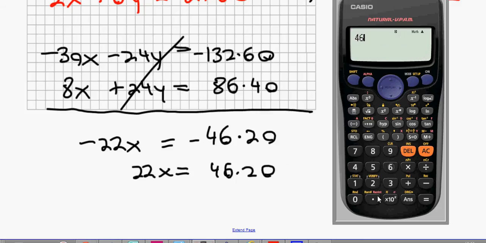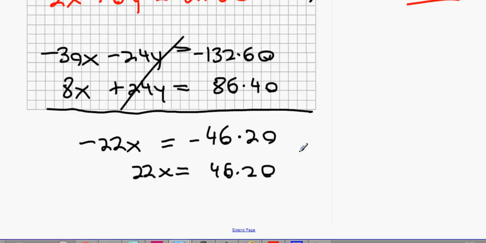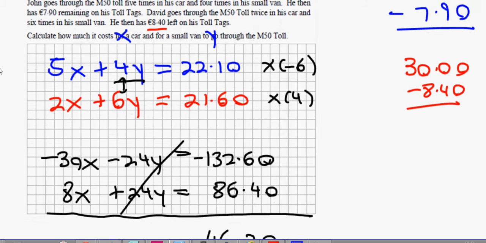So 46.2 divided by 22, it's going to be 2.1 or €2.10. x equals €2.10. Now I have to figure out what y is, okay?